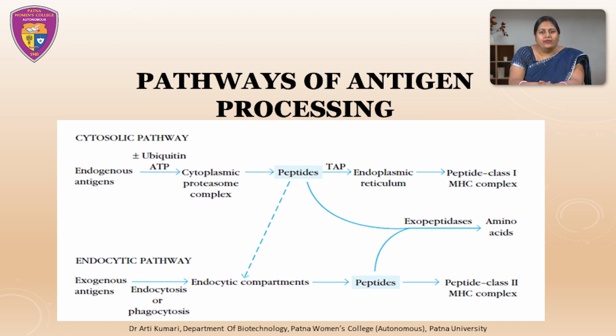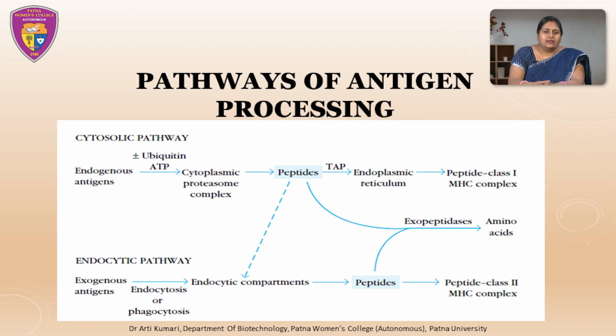The old cells, virus infected cells or tumor cells, all these kinds of antigens are considered endogenous antigens, and they are processed via a pathway called the cytosolic pathway, and finally the processed peptides are presented along with class 1 MHC molecules. Whereas the antigens of exogenous origin are processed through the endocytic pathway, where antigens are first internalized by endocytosis or phagocytosis and finally presented along with class 2 MHC molecules.